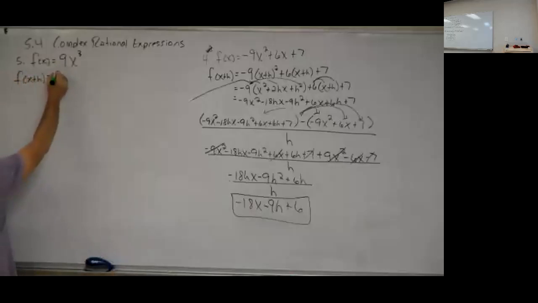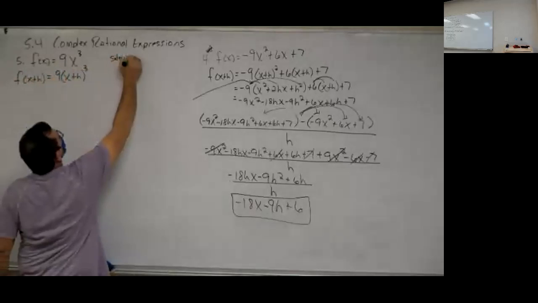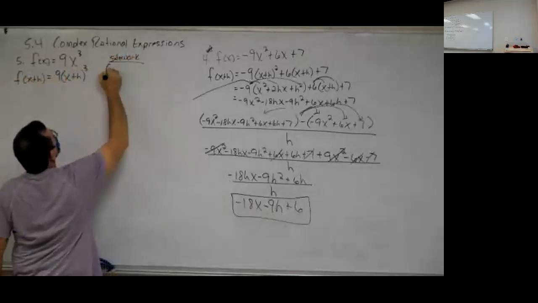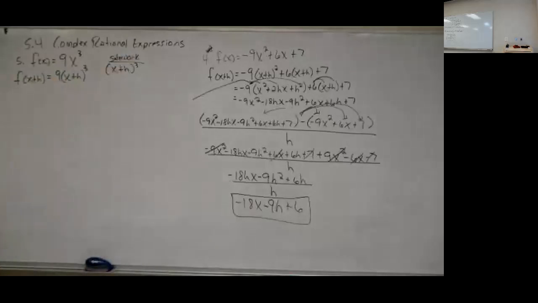So that's going to equal 9 times my x, which is x plus h to the third. Uh-oh. We got to figure out what x plus h to the third is. So we need side work on this one. X plus h to the third will be x plus h times x plus h times x plus h.